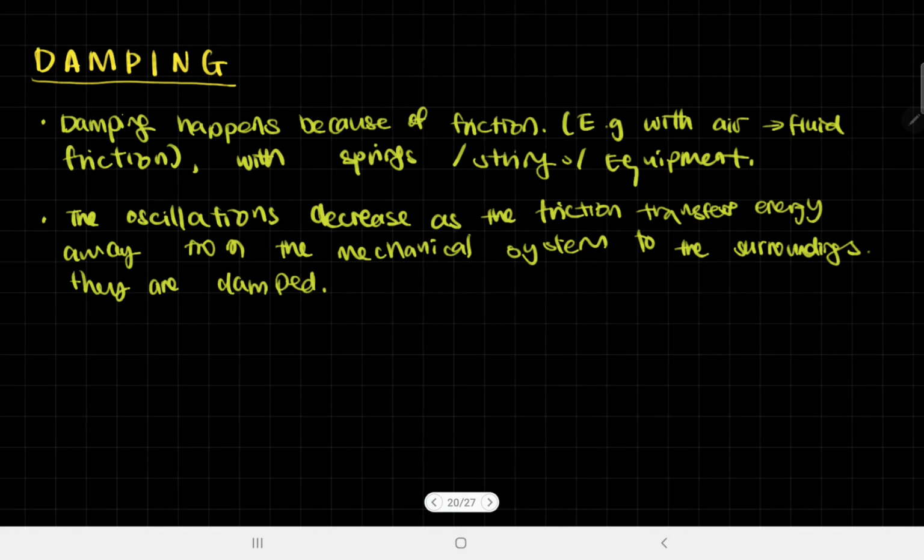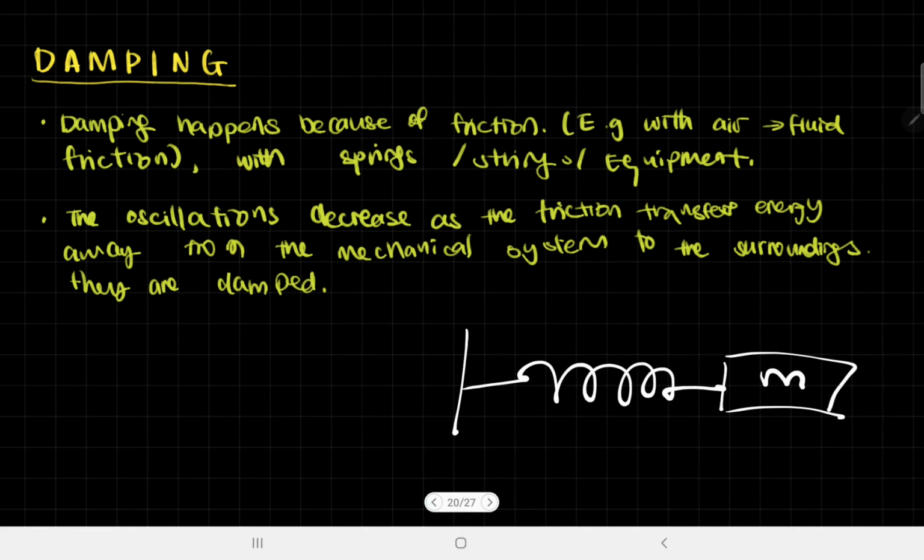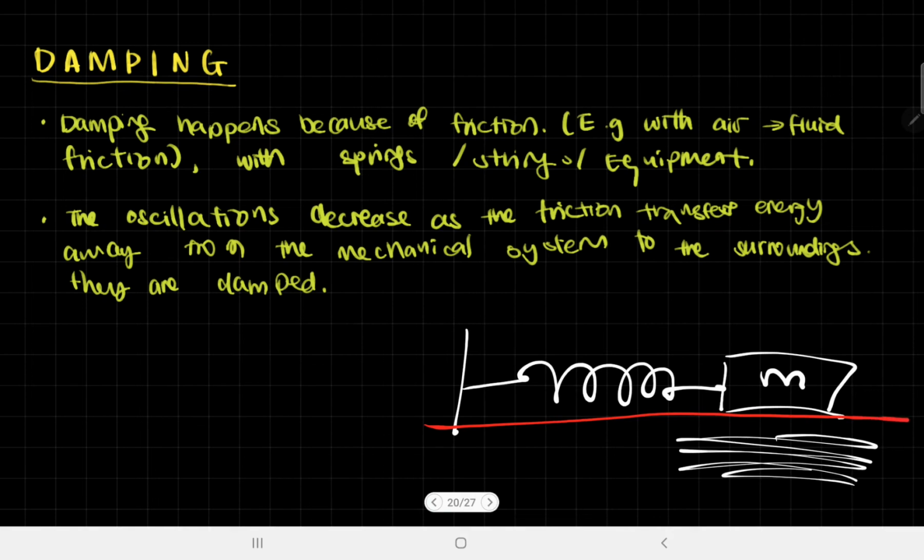And what damping essentially is, I'm going to use my example of a spring attached to a mass, and we displace it to one side and it starts oscillating back and forth and it has simple harmonic motion. Damping happens when this oscillation is decreased as time goes on because of the friction that's around it. So we can try to identify some of the frictions that this is going to experience, assuming that this is on a ground, of course. We have the friction here.